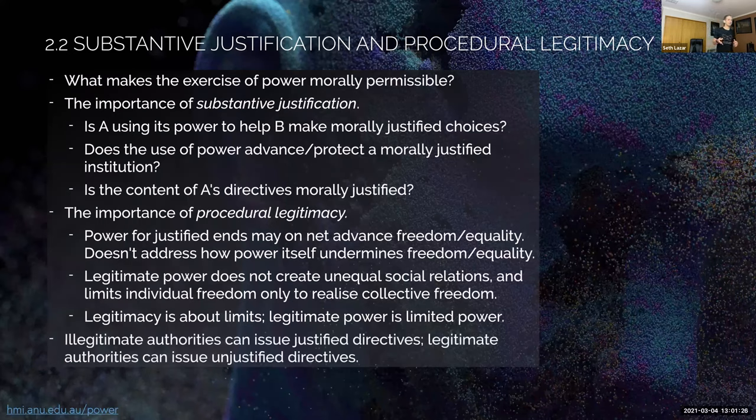And so the distinction between justification and legitimacy enables you to see that you can have an illegitimate authority that issues a justified directive. So it may be that an authoritarian dictatorship handles the pandemic really well, gets people to do all the things they need to do in order to reduce transmission of the virus. And you can have a legitimate authority that issues unjustified directives. So, a vibrant democracy that can't manage to sustain a mask mandate. These things don't necessarily travel together. Okay, so I really want to emphasize that idea about limited power.